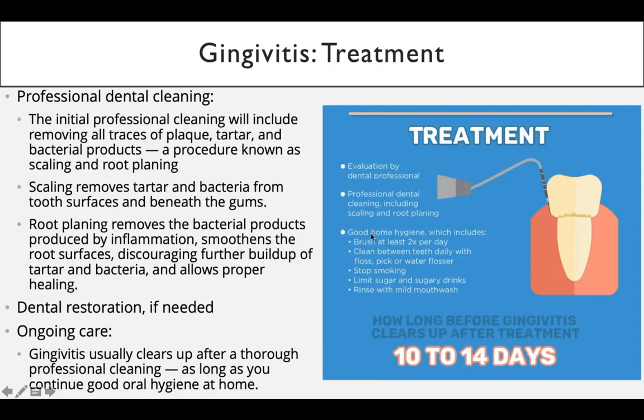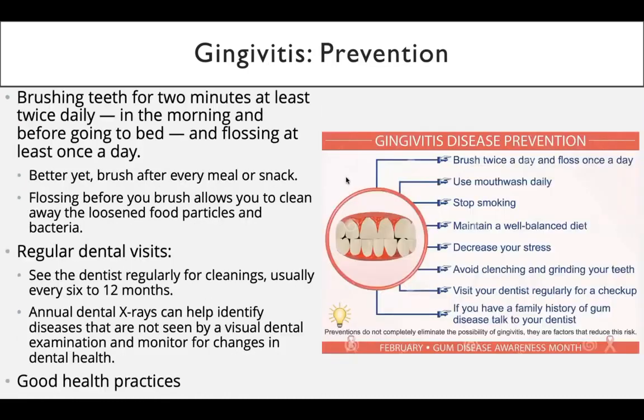How to do it? Good home hygiene. After treatment, after professional cleaning, you go home, brush at least 2 times per day, clean between teeth using a pick or water flosser, stop smoking, limit sugar and sugary drinks, rinse with a mild mouthwash or mouth freshener. This is the treatment. And how to prevent it is by brushing teeth for 2 minutes at least twice daily.